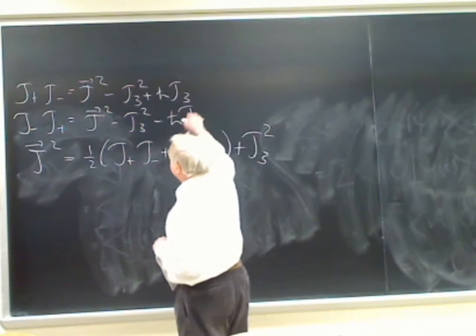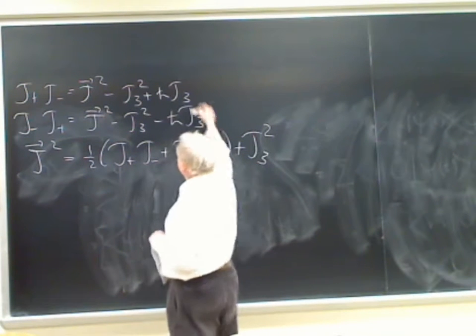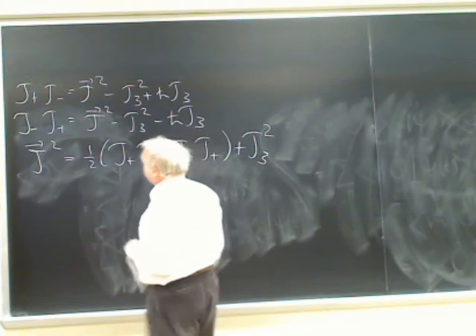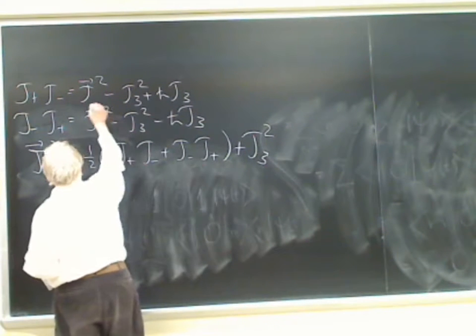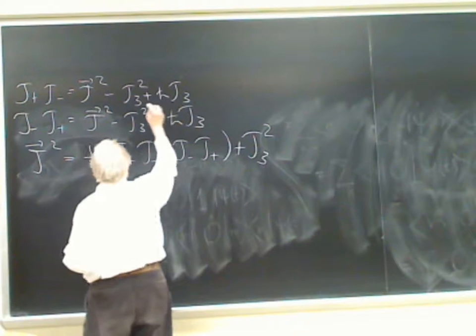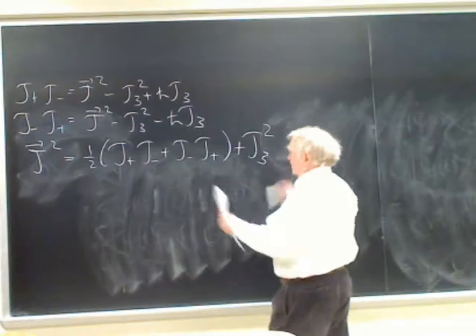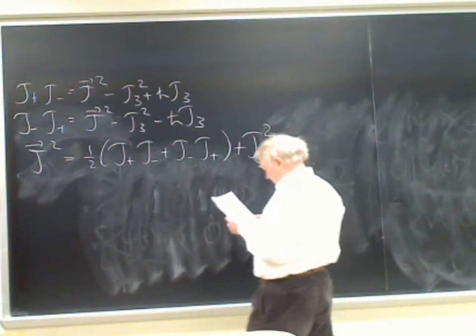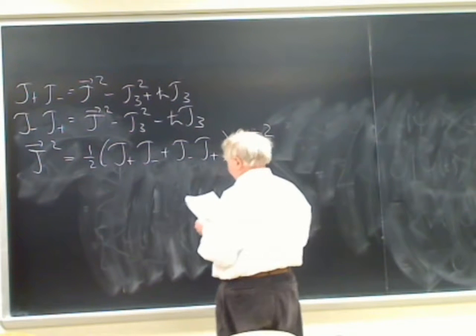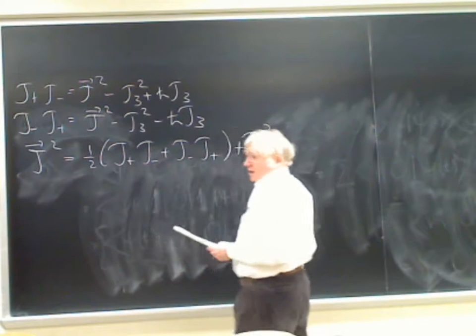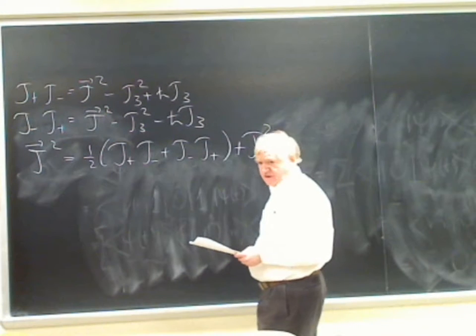Because if we add these two together, the J3 terms cancel, and so we get the sum of these two is 2J squared minus 2J3 squared, and then dividing through by 2, you get this. So this is an important rule. Okay, any questions?